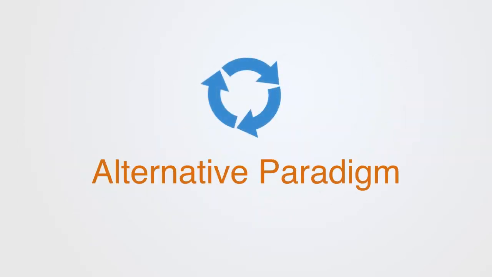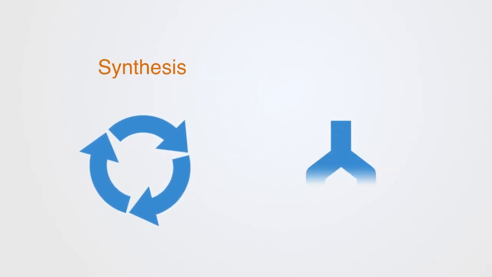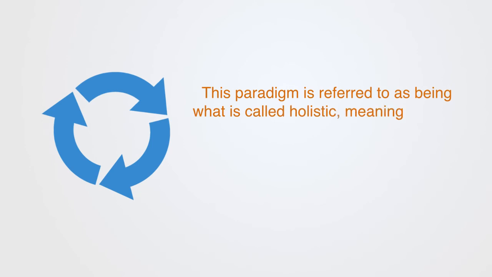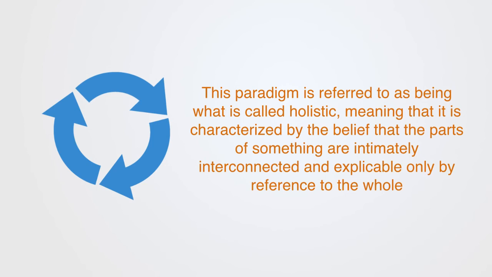So complexity theory starts with an alternative paradigm to that of analysis. This paradigm is really inherited from systems theory. Systems theory is based upon the process of reasoning called synthesis, which is the opposite of analysis and reductionism. This paradigm is referred to as holistic, meaning that it is characterized by the belief that the parts of something are intimately interconnected and explicable only by reference to the whole. Synthesis means the combination of components or elements to form a connected whole.